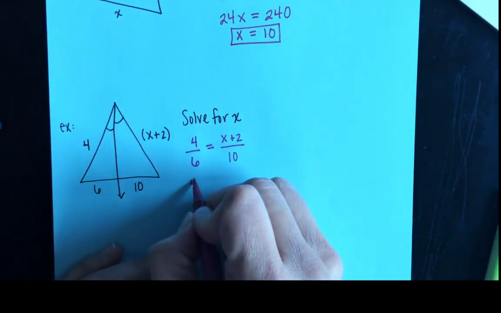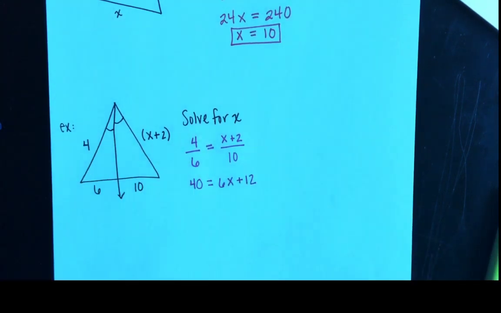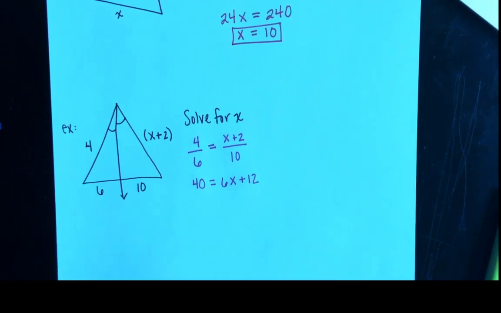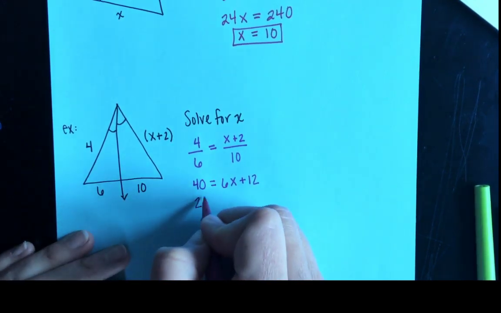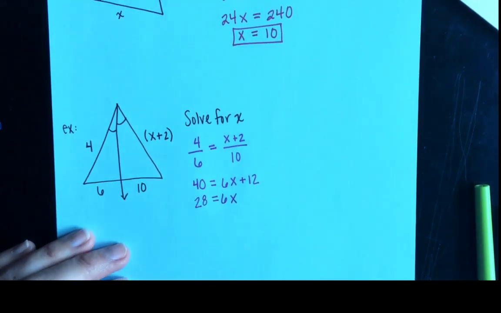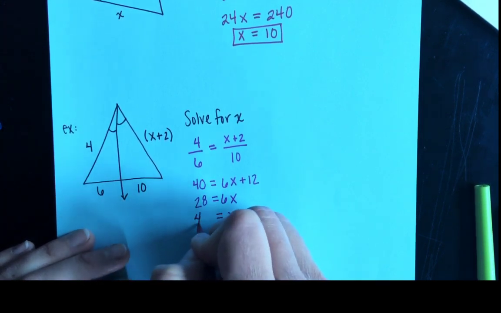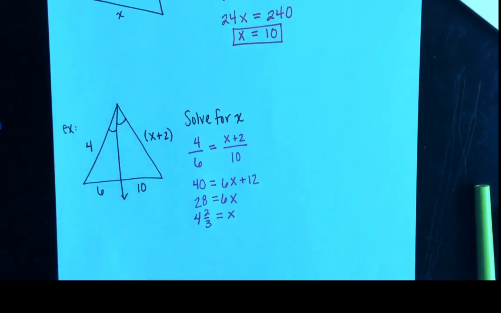And when we cross multiply, we end up with 40 equals 6x plus 12. And when we subtract 12, you are going to end up with 28. And when you divide by 6, it's going to be a fraction again, but nothing wrong with fractions. We end up with 4 2/3, or 4 point, and then our repeating 6's. Yep, 4 2/3. Nice job, Beth. You beat me to it.